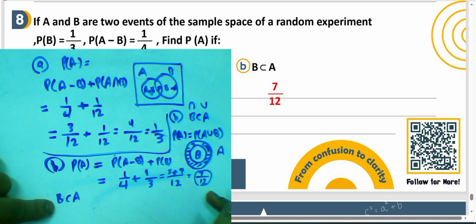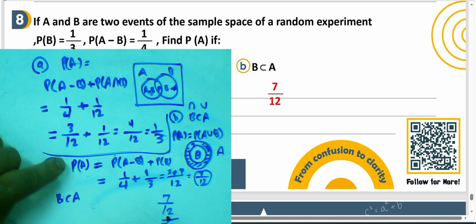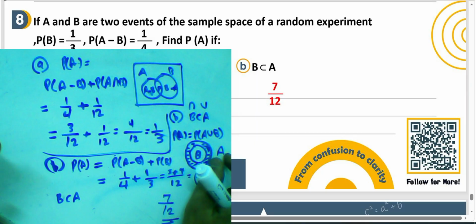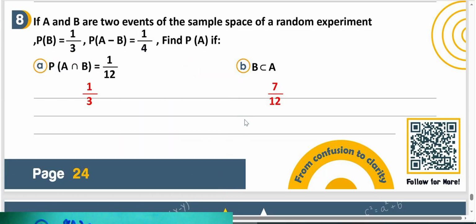It's an important question, okay? This question is very important. The result will be 7 over 12. Again, probability of A in the second condition, when B is a subset of A, is equivalent to probability of A difference B plus probability of B. We can collect them together to find probability of A. The result will be 7 over 12, okay?